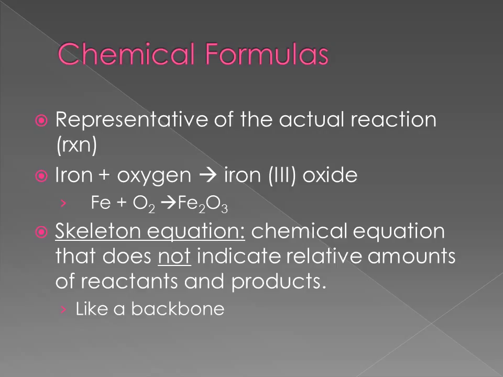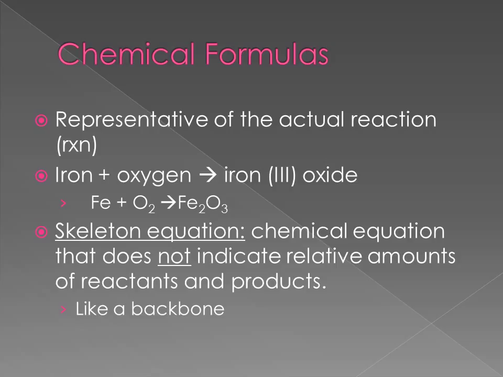So if you look at my next example, I have iron plus oxygen yields, or arrow, iron 3 oxide. So this is a word equation because I've given you the words or the names of your chemical compounds. When we look at chemical formulas, we now want to switch to formulas. So we want the formula for iron plus the formula for oxygen yields the formula for iron 3 oxide. You want formulas for everything on your reactant side separated by plus signs, everything on your product side separated by plus signs.